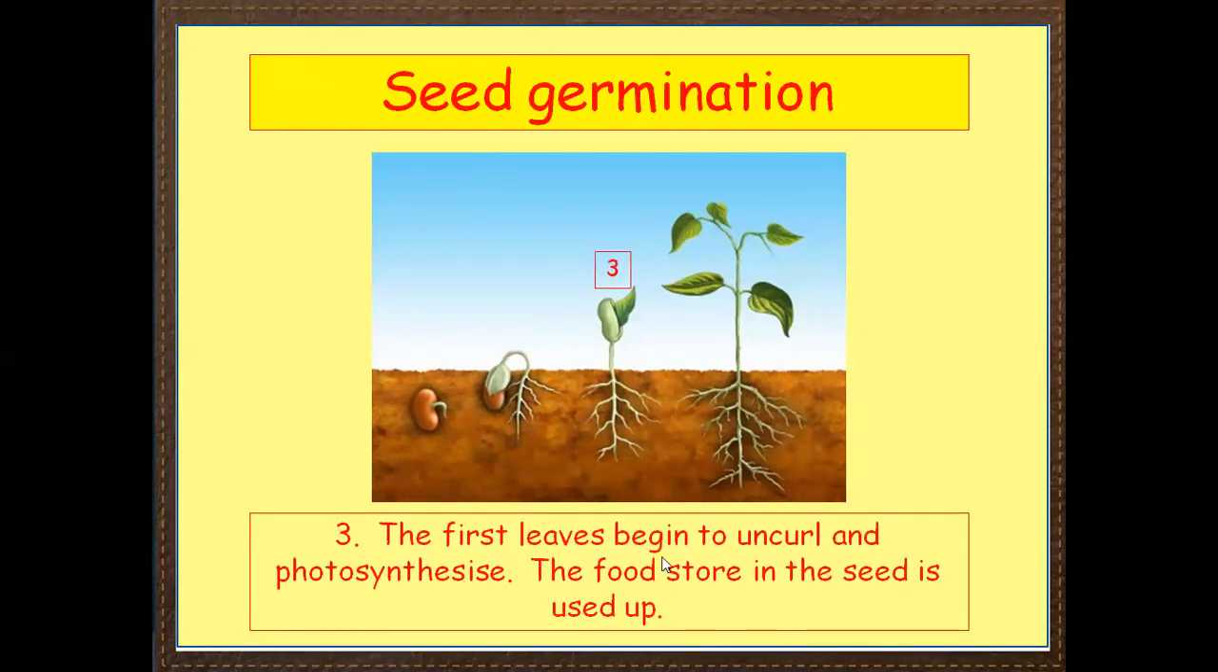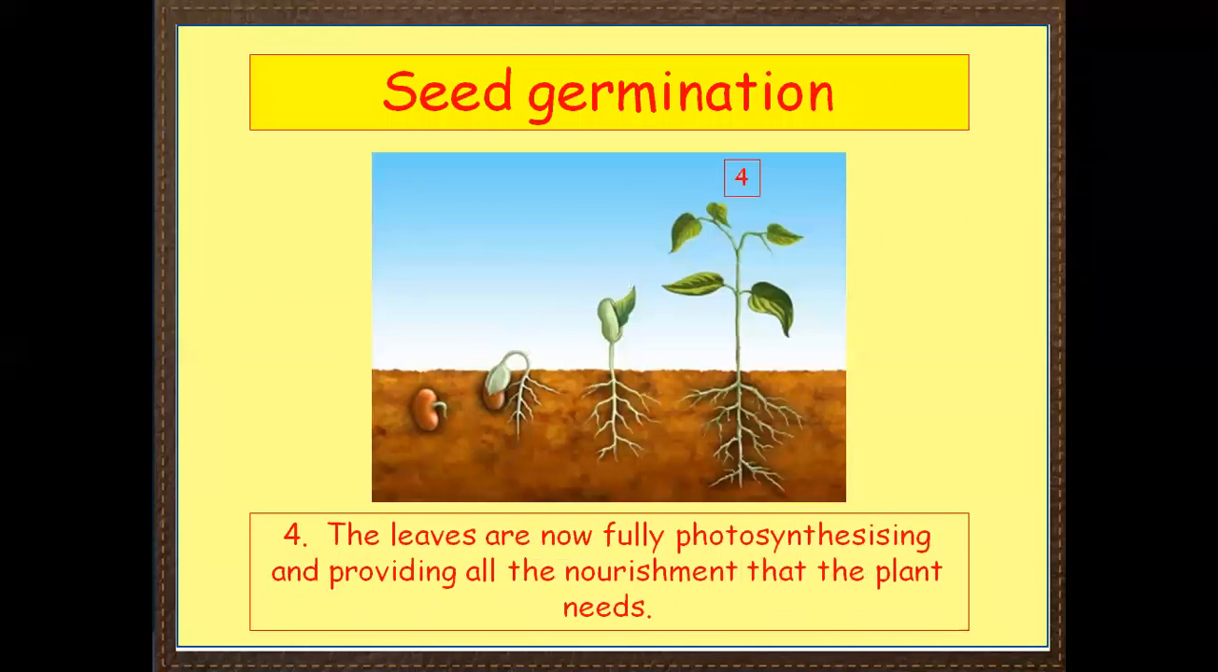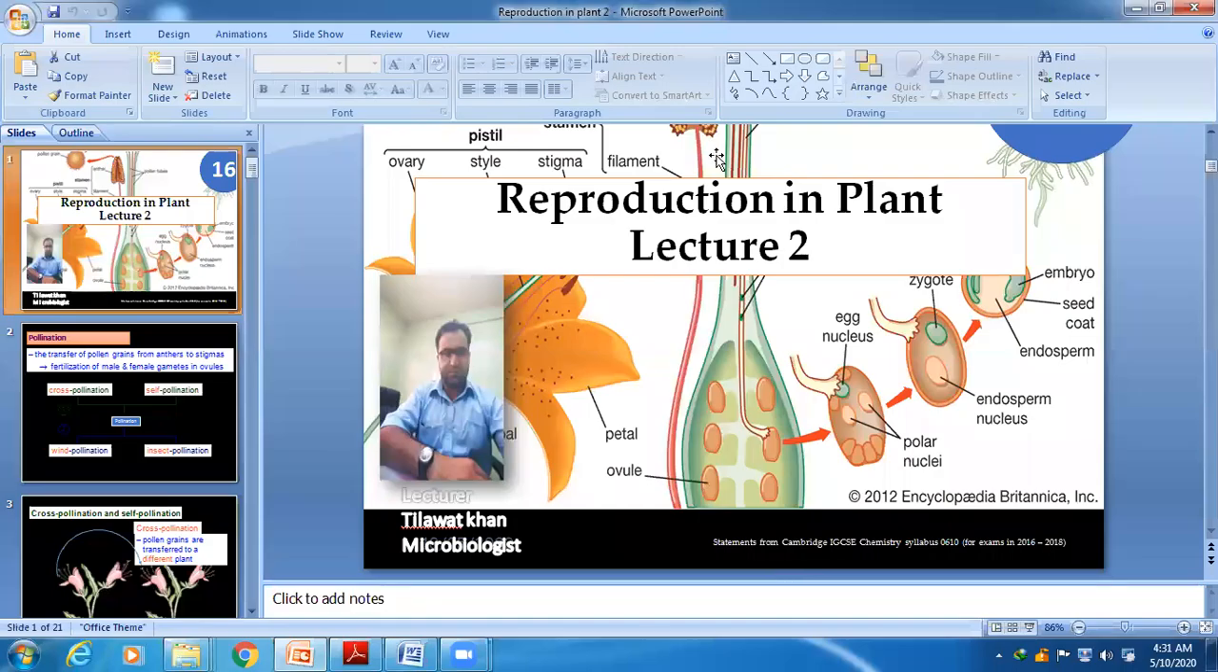The first leaves begin to uncoat and photosynthesize, meaning the leaves have developed now, so photosynthesis will start. Initially the seed was utilizing the stored food, but now that the leaves have developed, they will start the process of photosynthesis. Okay, the food stored in the seed is used up. The leaves are now fully photosynthesizing and producing all the nourishment that the plant needs. Okay, thank you so much.